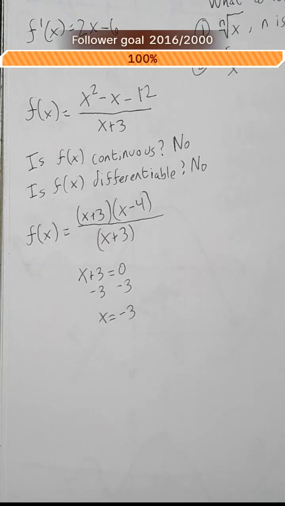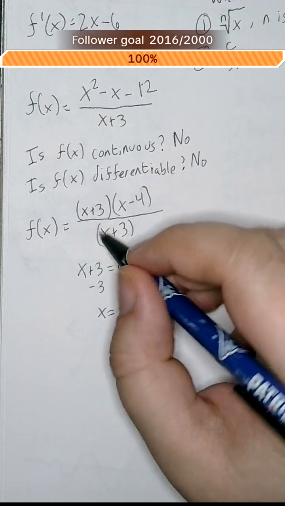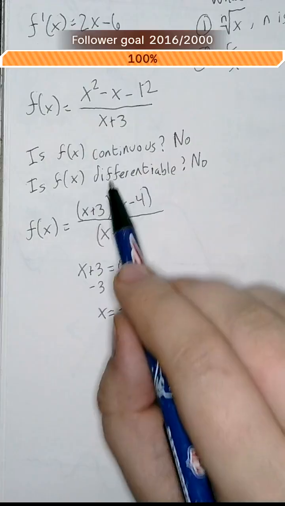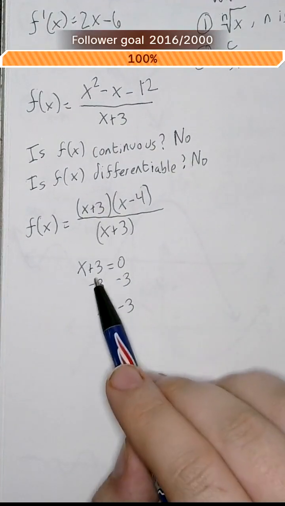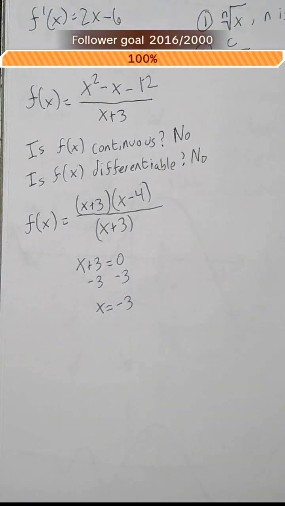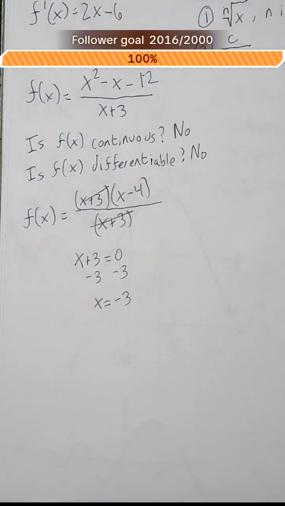Why don't you cancel the x plus 3? We can. We definitely can. I'm just saying that when we do that, when we're testing for what type of discontinuity it is, if we cancel, then there's a hole where this is true. Thank you, Kay, for the follow. Yeah. So yeah, we would cancel the x plus 3. But I just wanted to show you that, too.